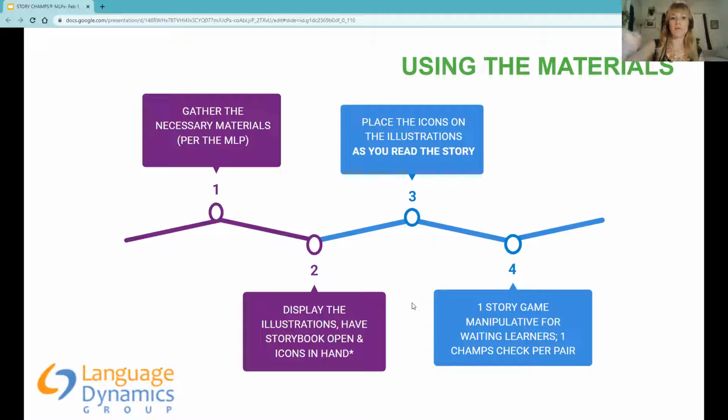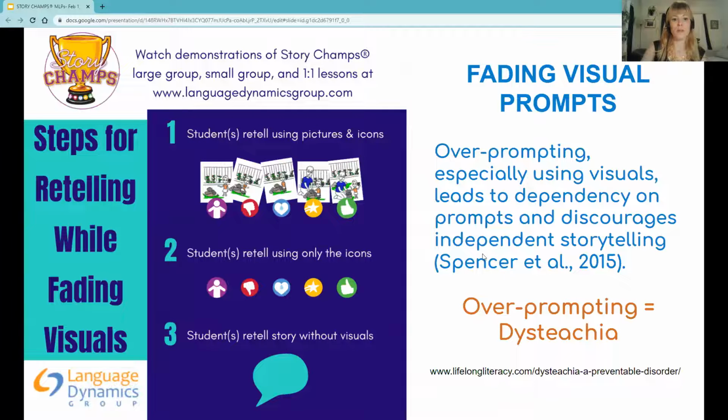So as I'm reading, I'm putting out the icons because that's what the lesson plan tells me to do. And then I also want to make sure that I have my story game manipulatives when I get to that step, or my champs checks ready. So this is just about materials. I do want to talk about visual support.